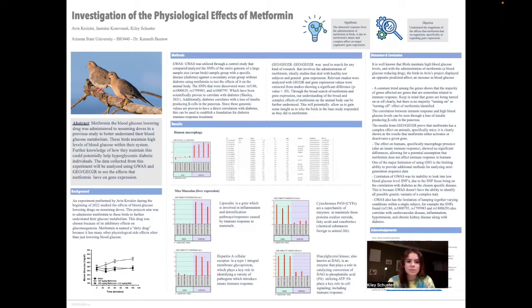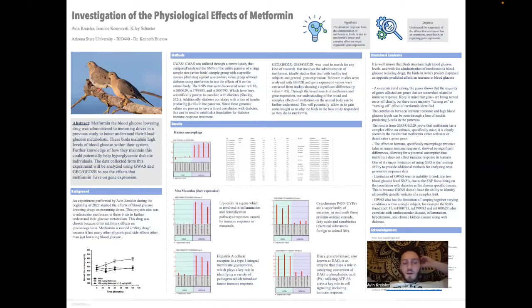Our presentation will be on the investigation of the physiological effects of metformin. We think that there will be a wide variety of genes expressed when metformin is administered. The objective is to understand the magnitude of the effects that metformin has on organisms, specifically regarding gene expression. Metformin is a blood glucose lowering drug. In our project, we are going to use GWAS and GEO to further understand the effects of metformin on organisms.